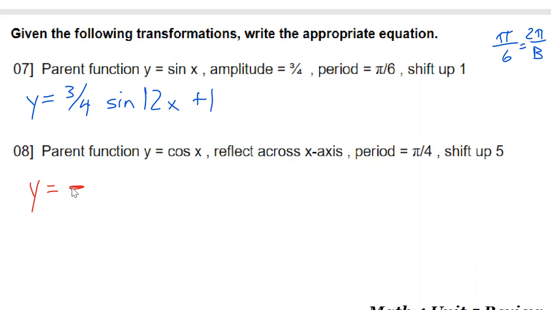Reflect across the x-axis. No amplitude mentioned, but there is a cosine. Period of pi over 4. So b pi equals 8 pi. b must be 8.